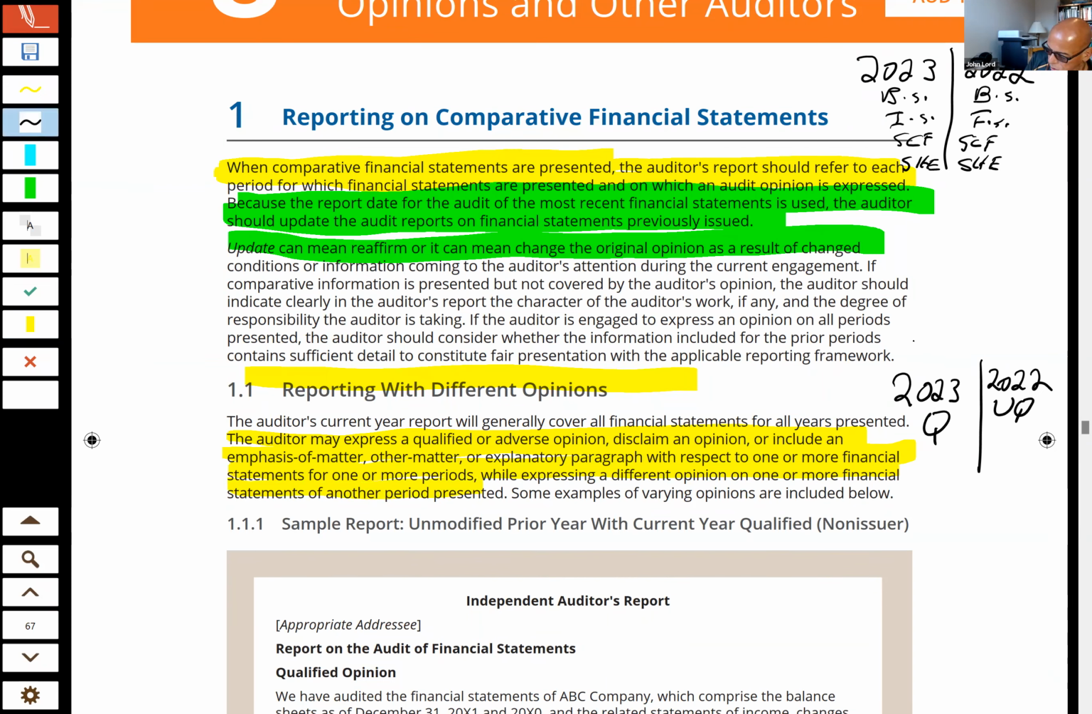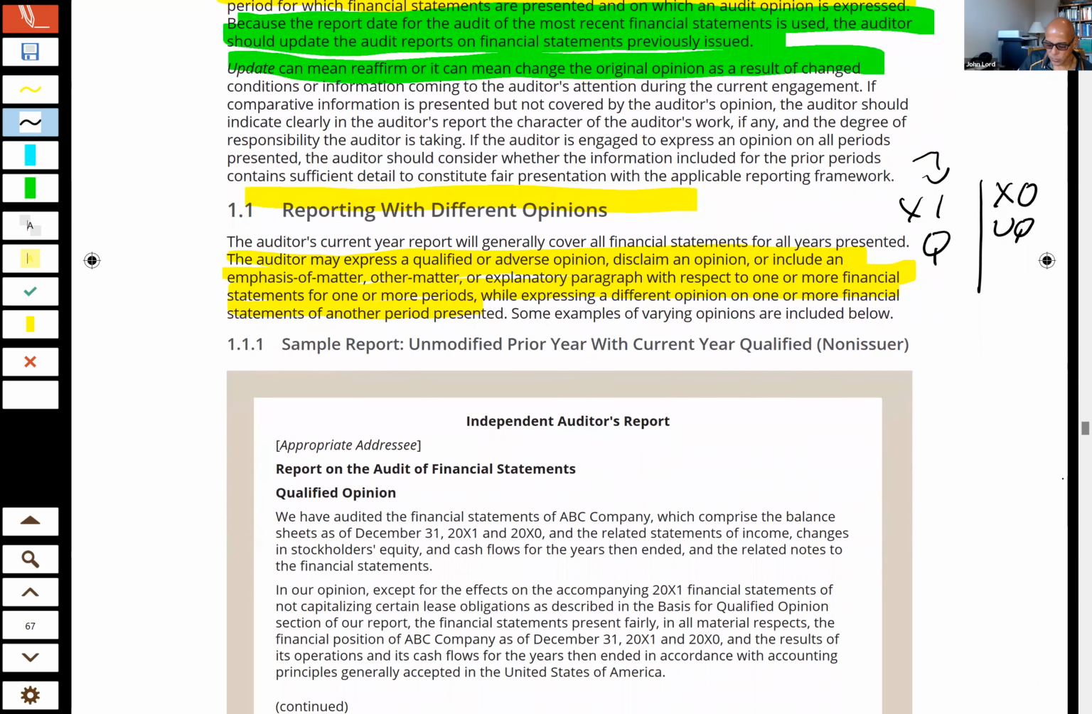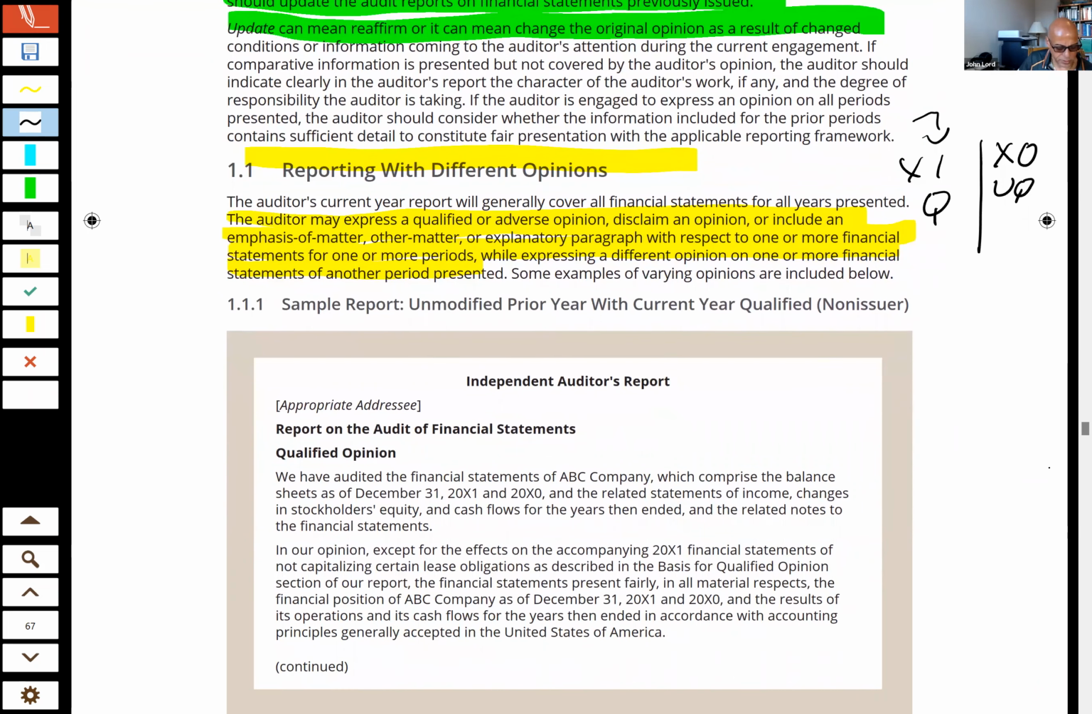Let's go ahead, and I meant to do this. Instead of using 2023 and 2022, what I want to do here is use X1 and X0. X0 is not extra old here, it's just the year X0. And then X1 is the current year, which is being qualified.